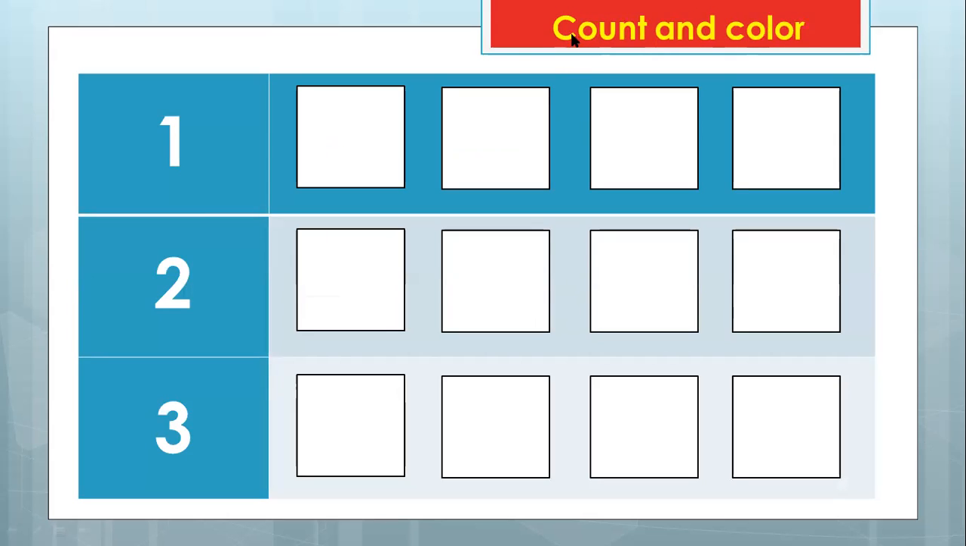It says count and color. Can you guys repeat after me? Count and color. Good. What do we count? We have the number here. What number is this? Good. Number one. How about this one? Yeah, correct. Number two. And the next one is number three. Good. Count again. 1, 2, 3. So we have three numbers here.